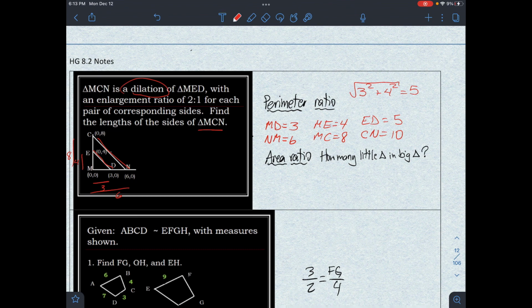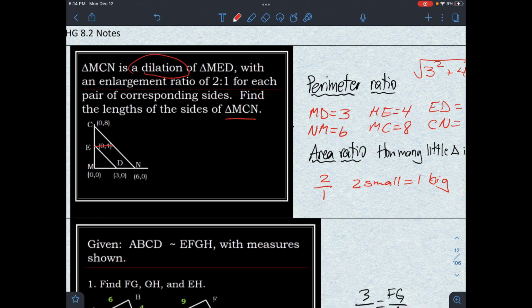This is an interesting question to talk about the area ratio. How many little triangles are in the big triangle? If our ratio is 2 to 1, some people think that 2 small triangles will equal 1 big triangle. Now in this case, you're actually going to end up with 4. Why is it 4, you might wonder? Well, let me draw the triangles. Do you see now that the big triangle has 4 of the little triangles?